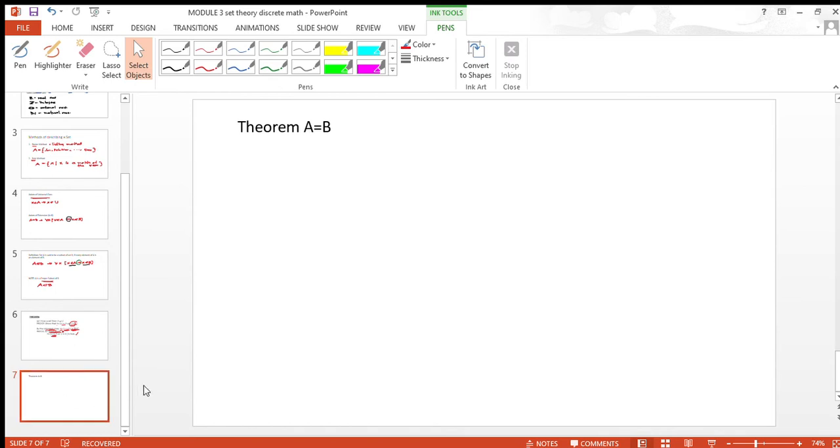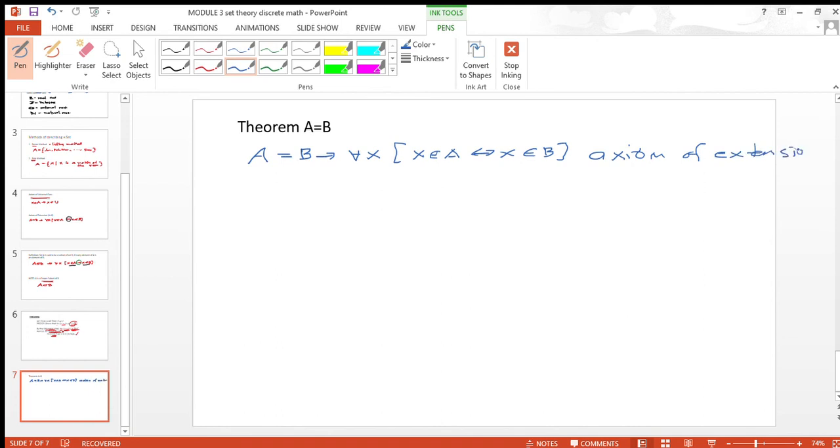And then we also have the equality of sets. So if we will now prove the theorem A is equal to set B, how do we prove this? A equals B implies that for all x, x must be an element of A if and only if x is also an element of B. And where do we find this? This is actually from what we have mentioned earlier, the axiom of extension.